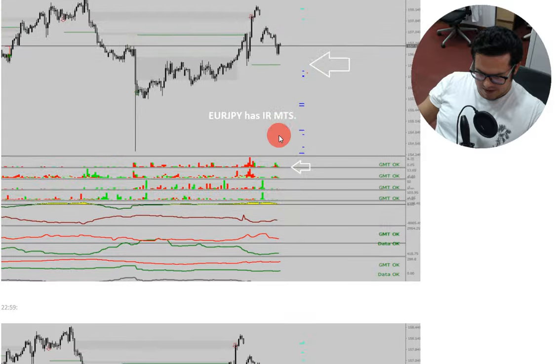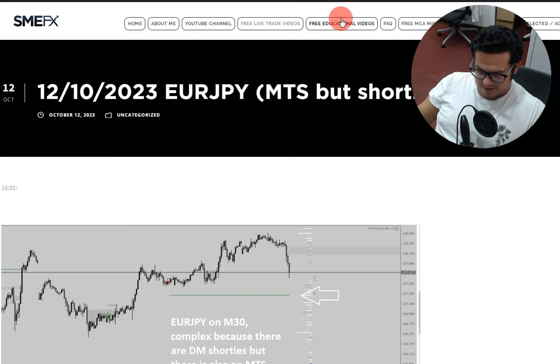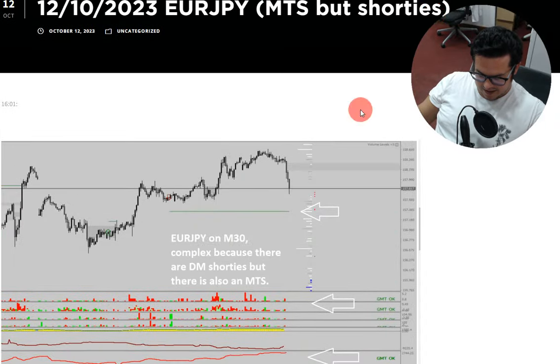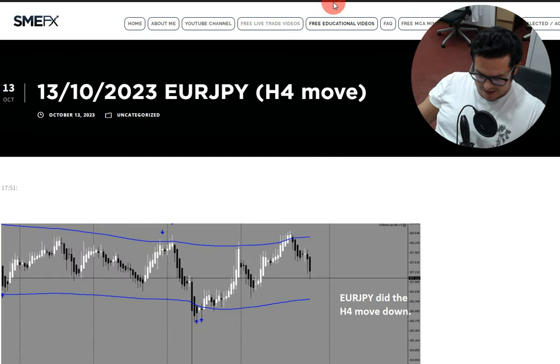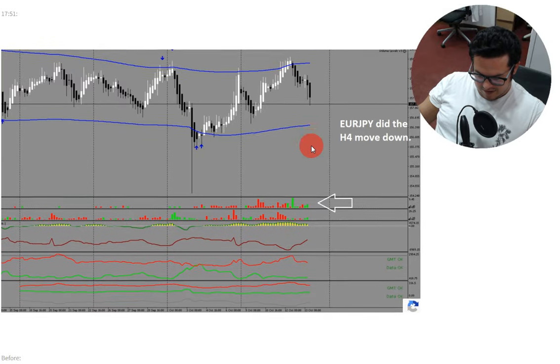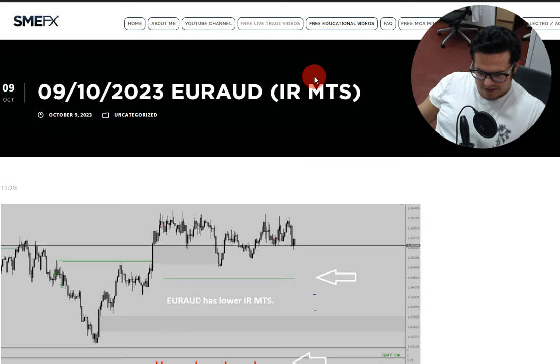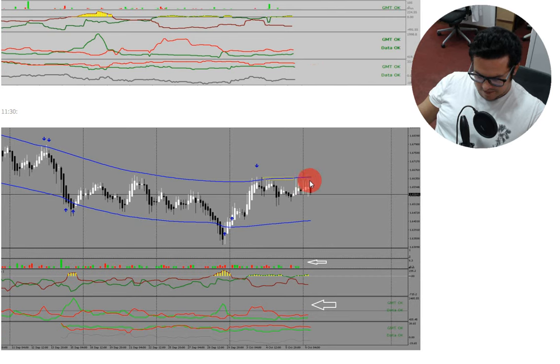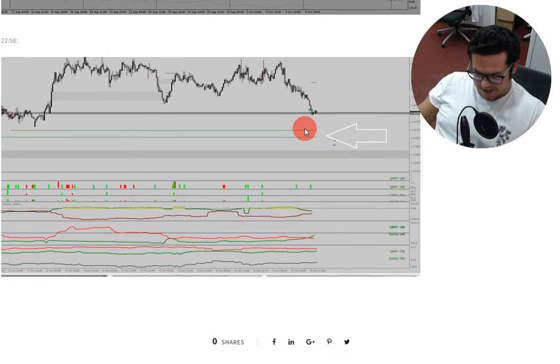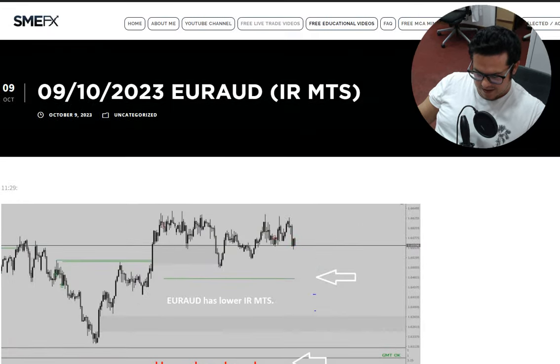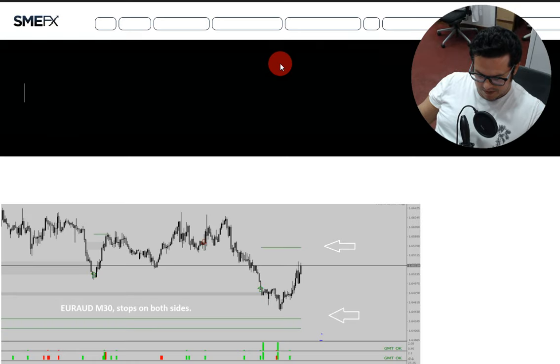Euro yen took the lower MTS, nice scalp there as well, not difficult to predict. And then had a new MTS below the price, and also for our reversal energy. Okay, that's why we do the multi-time frame analysis. Then you can predict those kind of moves with confidence. Euro Aussie, some for our energy with lower MTS, moved nicely towards there. Nice short trade there, no problems.